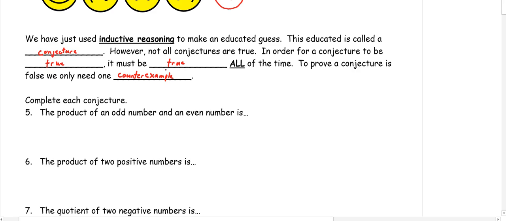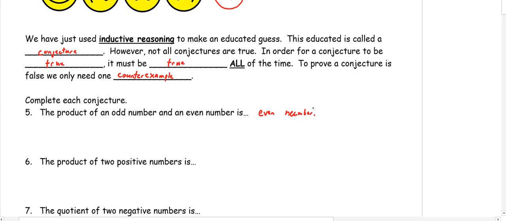So complete each conjecture. In number 5, the product of an odd and an even number is, so think about multiplying an odd and an even number. So 2 times 7 is 14. 3 times 8 is 24. Every time we're going to get an even number.